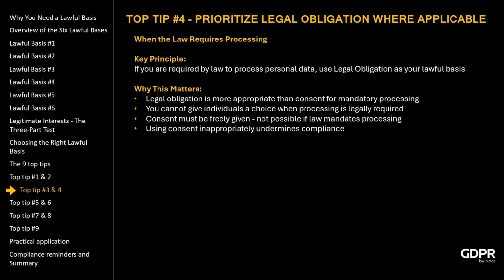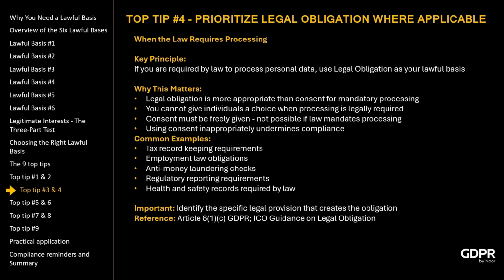Why? Because processing is mandatory. Individuals don't have a real choice, and where there is no real choice, consent is not valid under GDPR. Common examples include tax record keeping, employment law requirements, anti-money laundering checks, and health and safety records. The key is to identify the specific legal provision that creates the obligation. You should be able to point directly to the law or regulation that requires the processing. This gives you a solid, defensible basis, and it clearly explains to individuals why their data must be processed.